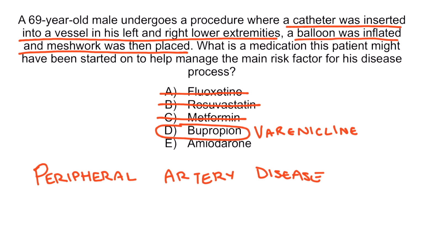Amiodarone is an antiarrhythmic with a high side effect profile with no utility in the treatment of smoking cessation, so E is wrong. You might think that this question is unnecessarily tricky, but on Step 2 CK, you might need to pick the single most important risk factor for a particular pathology, and in the case of peripheral artery disease, it's smoking. So remember that, and that concludes this section.